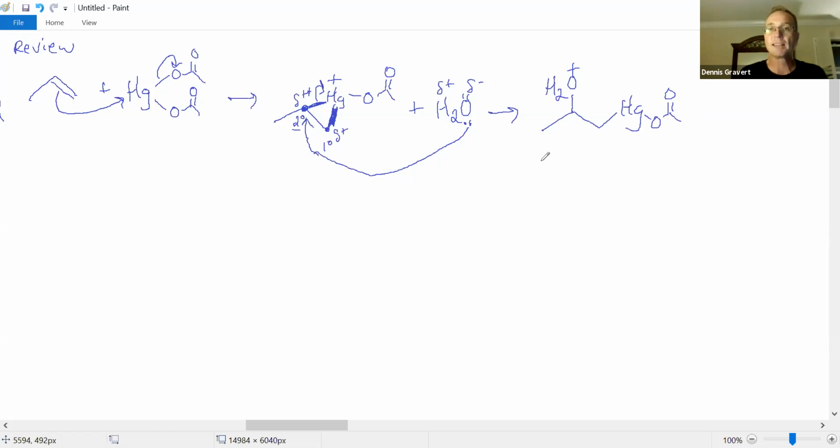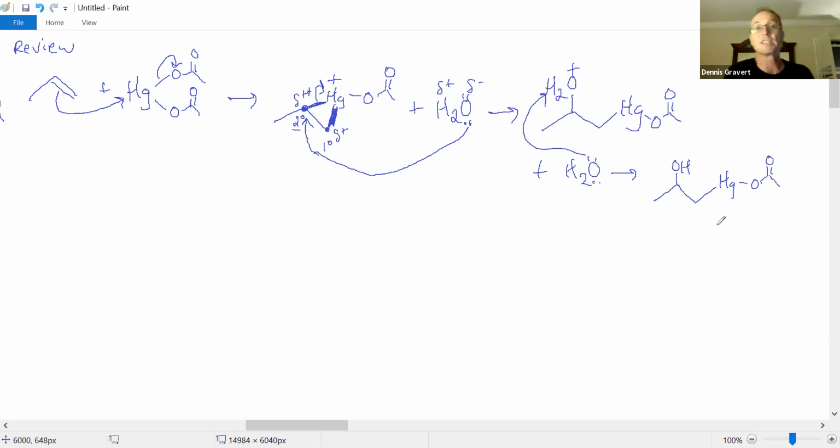Cool. And then the last step that you had to memorize for this reaction from unit 2 is you bring in another solvent molecule, a water molecule, to act as a base, to remove the hydrogen so we can see the alcohol group. And this is as far as you need to go for my exams.